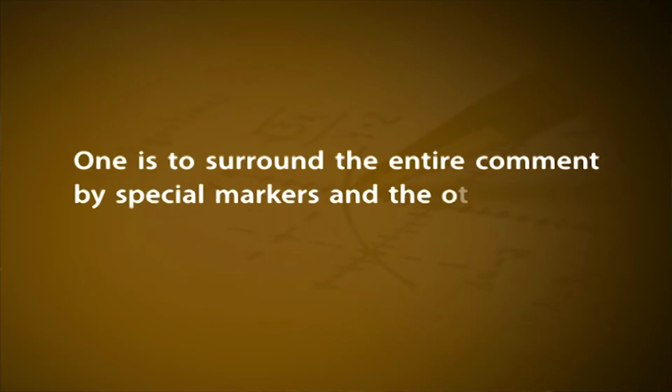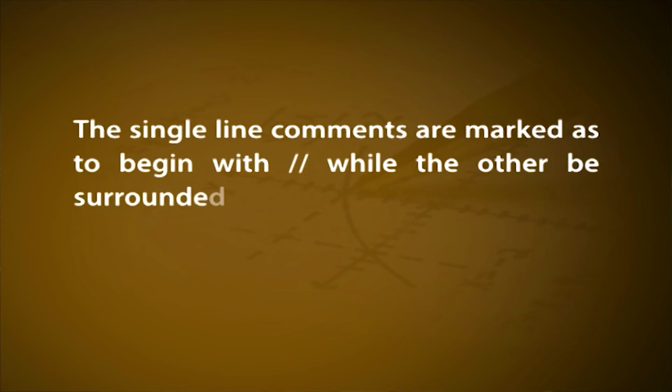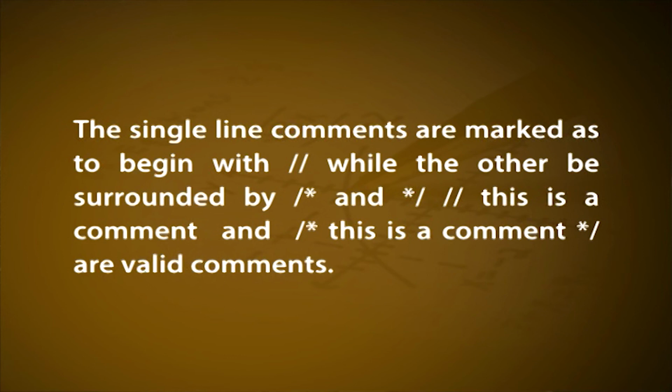There are two common ways of inserting comments in a program. One is to surround the entire comment by special markers and the other at the beginning of the comment at one end. The single line comments are marked as to begin with double slashes, while the other to be surrounded by slash star and star slash. Double slash, this is a comment, and slash star, this is a comment, star slash are valid comments. A good approach to put comments is by collecting the comments that relate to a single program and put it at the beginning of the unit. This will increase the readability of the program.